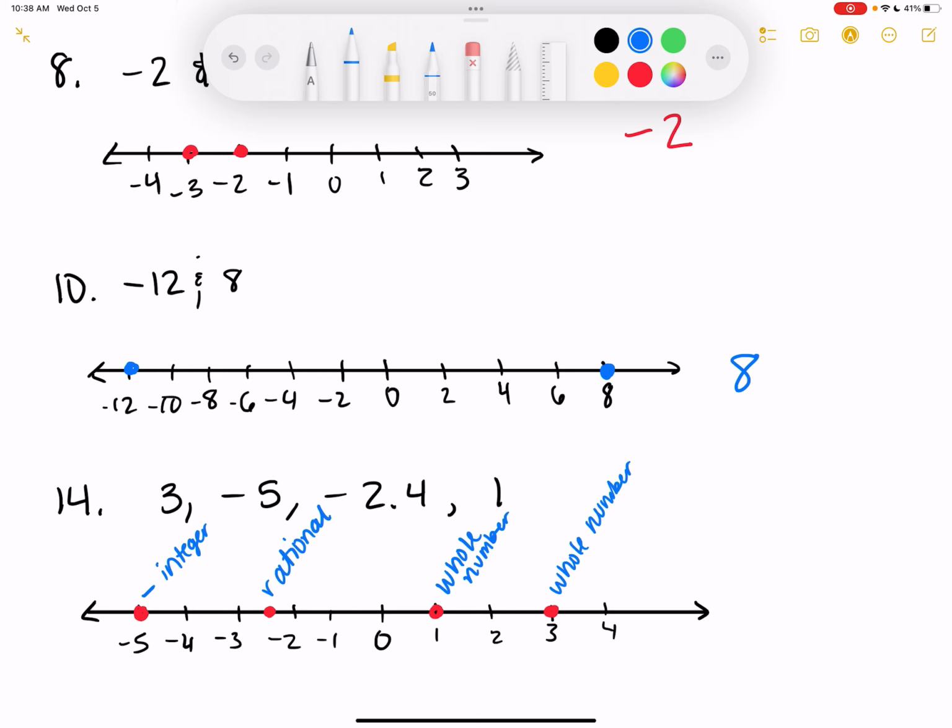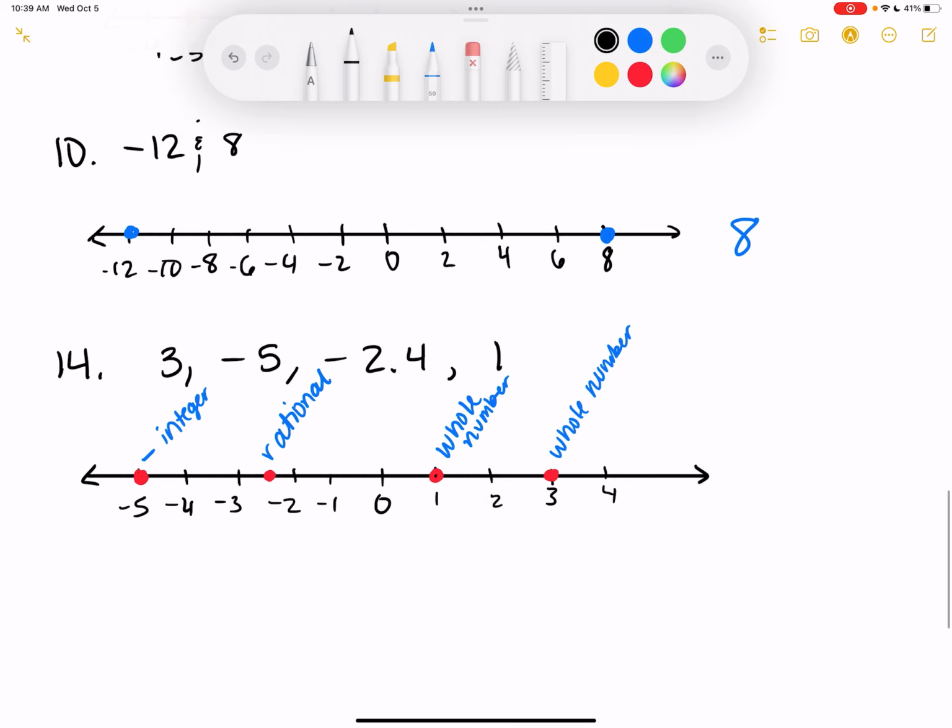So the nice thing about doing them on the number line is they're already ordered least to greatest for you. And so if I were to ask you to do that on a quiz or a test, this would be a sufficient way for you to answer that question for me. So, all right, 16. So it's got several decimals in it. 0.25, minus 0.5, 0.2, and minus 2.